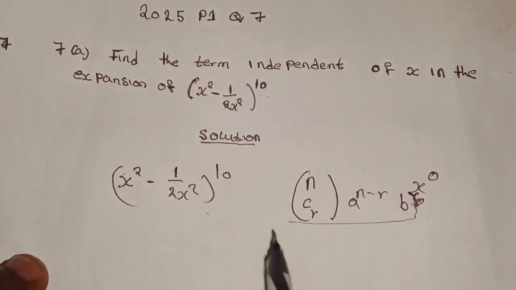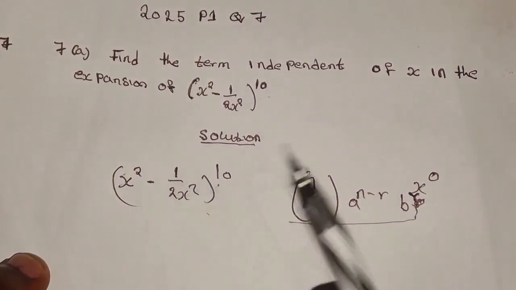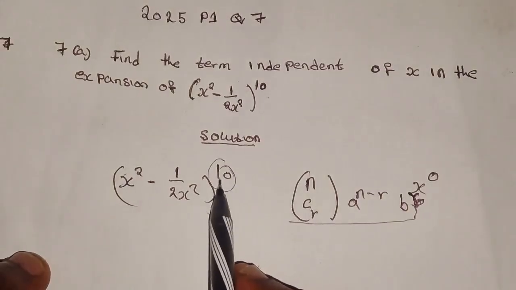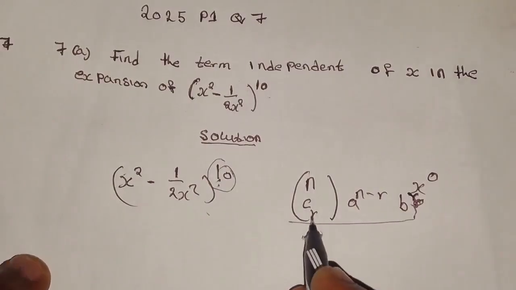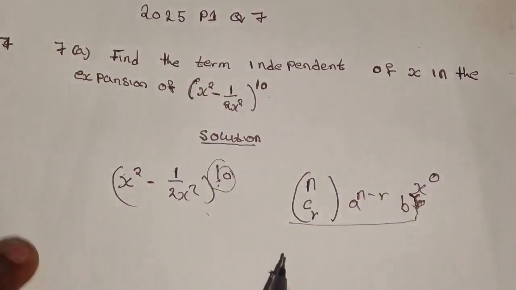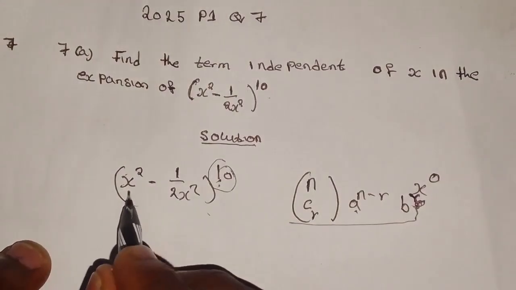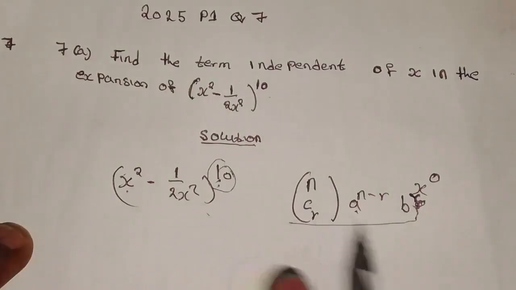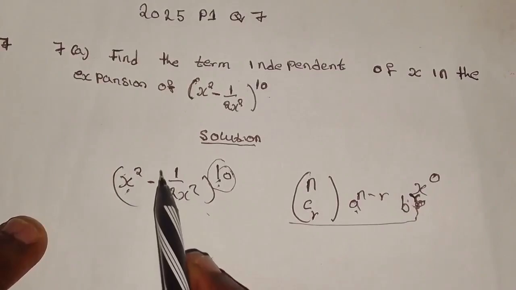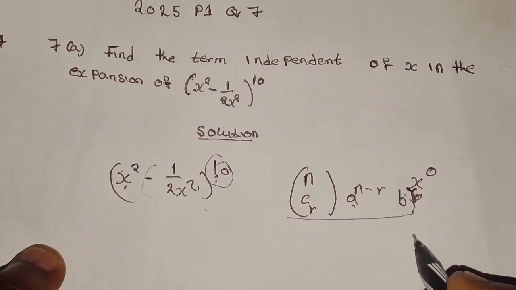In this formula, n is equal to the power, which is 10 here, but we need to find r for us to know the term independent of x. The a is the first term, the one in front, which is x squared, and b is the particular term at the end. Okay, so we can write our data.